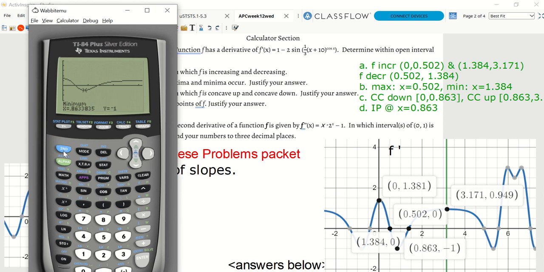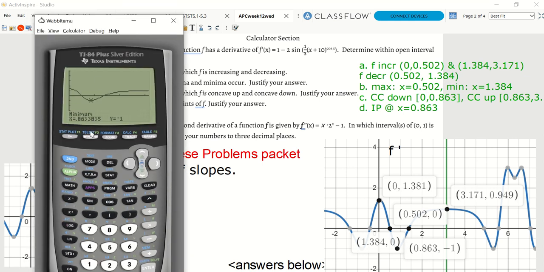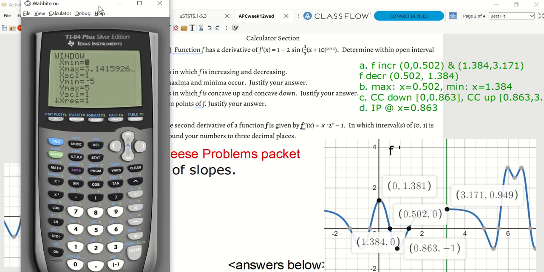So basically, in summary, we set the window based on the interval, because it was 0 to pi. That's what I did for my x min was 0, x max was pi, and for y min, to zoom in vertically, instead of -10 to 10, I did -5 to 5.